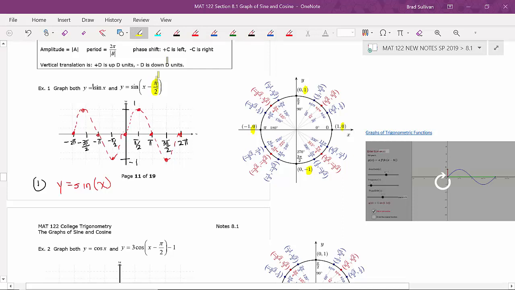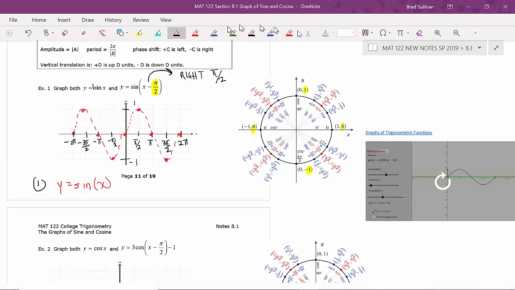This is what causes the phase shift. Anytime you add or subtract inside the function, it's going to phase shift it. So since it's a minus, that takes you to the right pi over 2. And once we get this figured out, I'll explain why that goes to the right too.